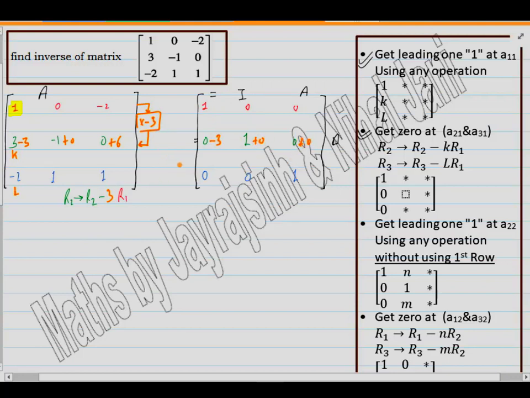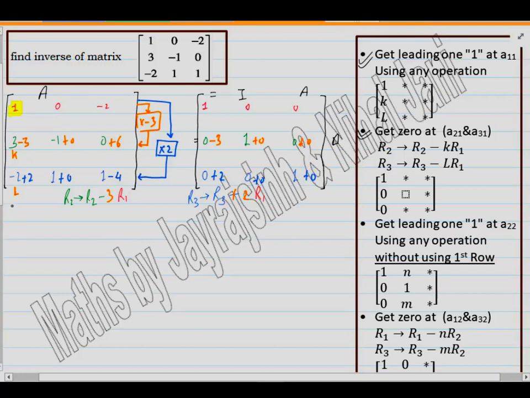Now the second operation, which is R3 gives R3 minus L, which is minus 2, so it will be plus 2 R1. So here first row will multiply with 2 and add into the third row will give us plus 2 plus 0 minus 4. Same thing on the right side will give us plus 2 plus 0 and plus 0.